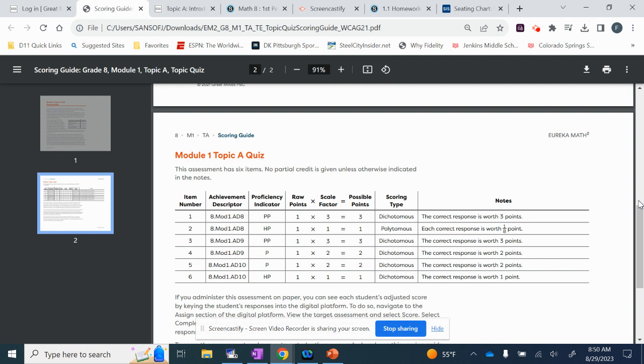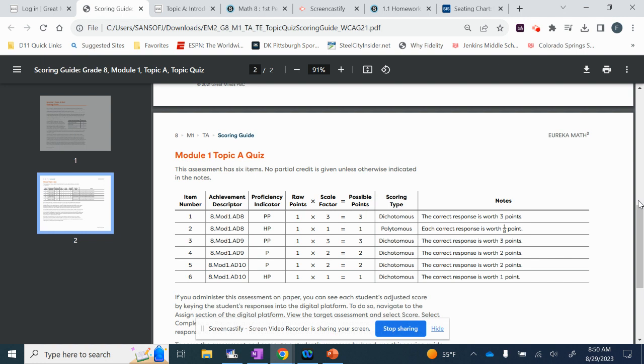It also tells you that it's dichotomous. There are two types of problems on every test. There are dichotomous, where it's all or nothing, and then there's polytomous, where you can get partial credit. You see HP for number two. If this is partially proficient, what do you think the HP stands for? Half proficient? Highly proficient. Okay? So the end game for every student, hopefully, is to be highly proficient. We're not all going to be there.